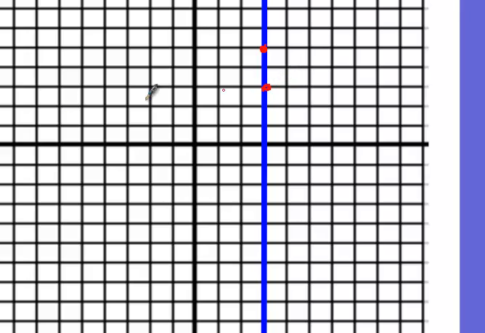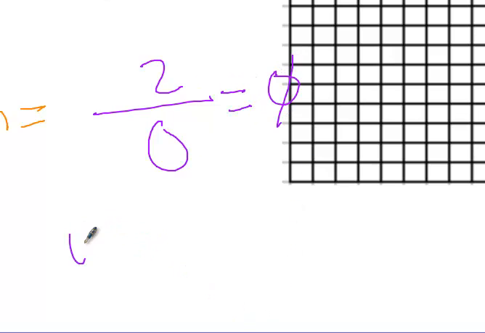I'll pick 2 points, all right? So, to get from this point to this point, we're going to go up 2. So the change in y is a 2. But we didn't go left at all. We didn't go right at all. So the change in x is 0. Well, we know we can't divide by 0. So the slope is actually undefined.